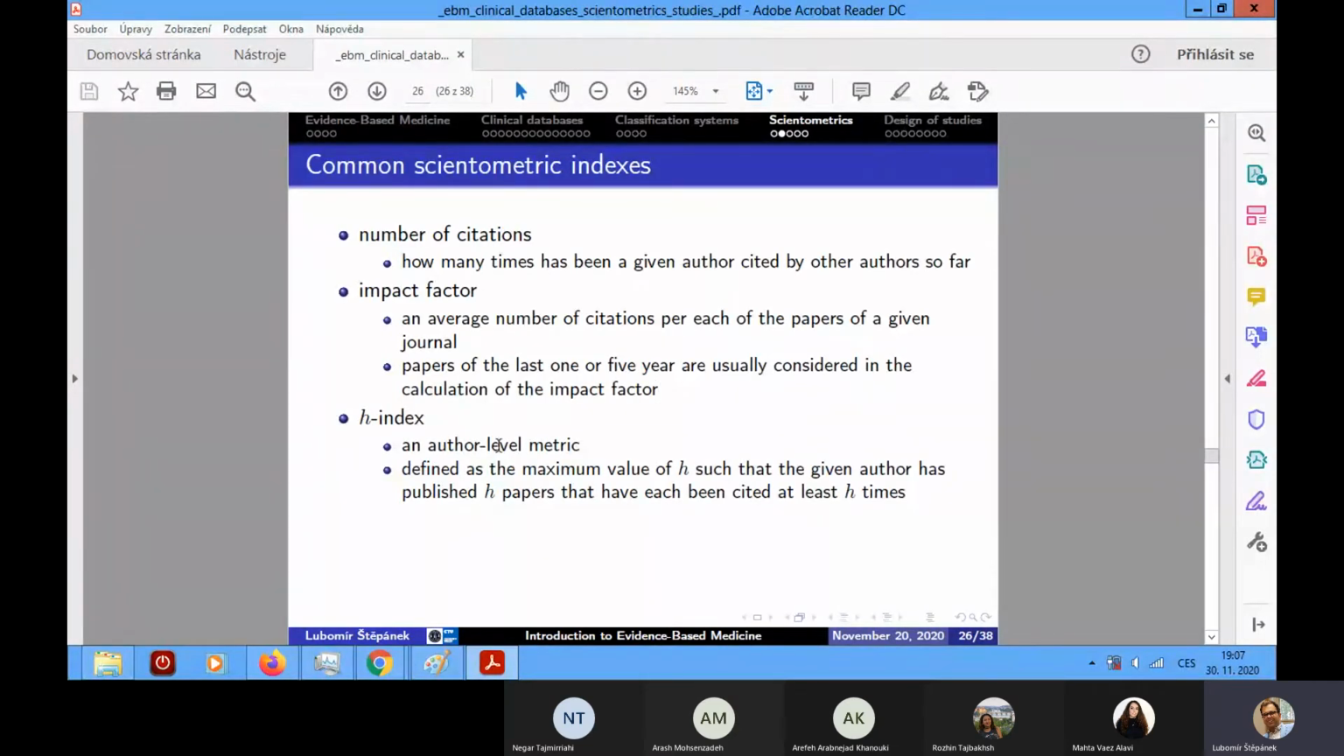also called Hirsch index. It's just another metric, and it's defined as the maximal value of H such that the given author, this is a kind of tricky definition, has published H papers that have each been cited at least H times. What does it mean? It means that if we would like to analyze what is the H index for a given author, we have to find a level of H such that if the author has published H papers, each one of these papers should have been cited at least H times.